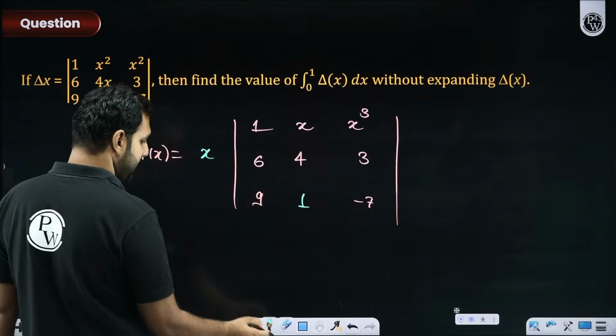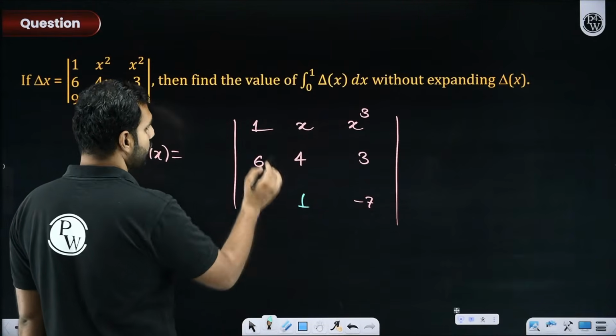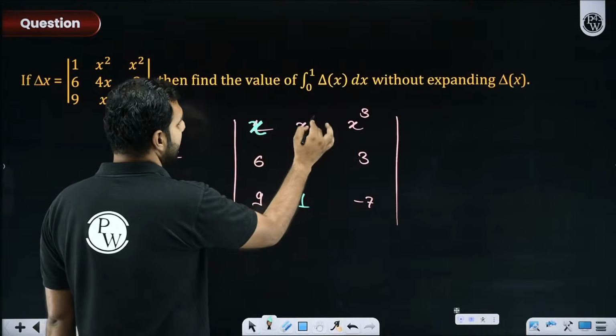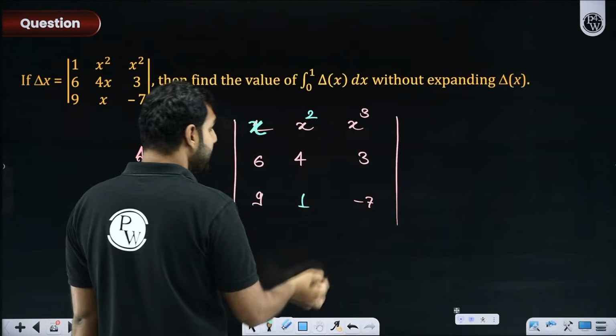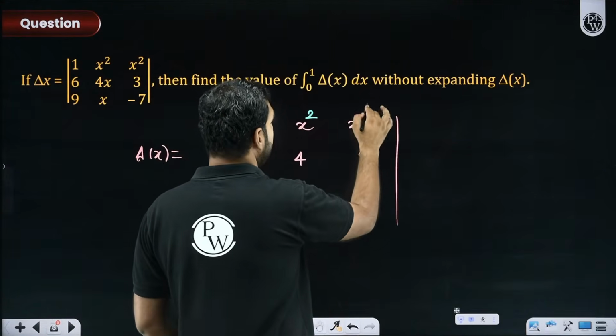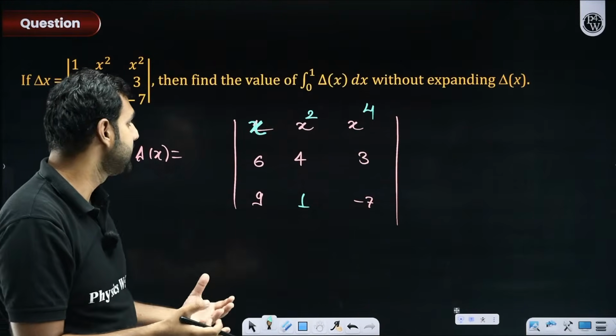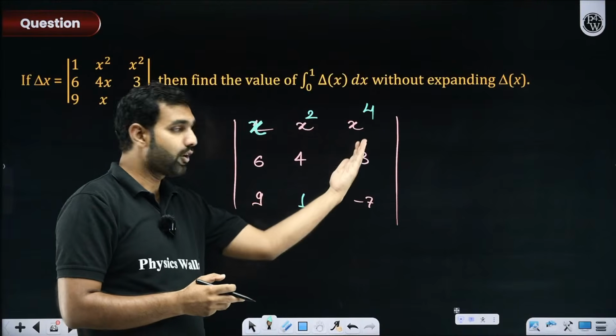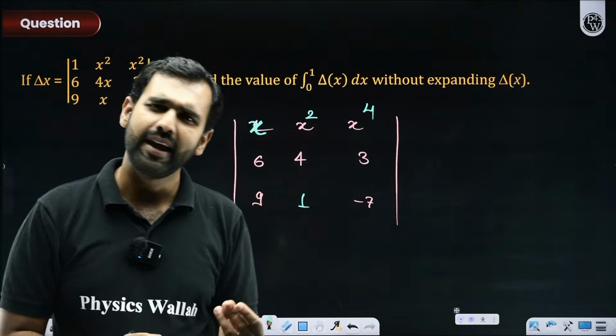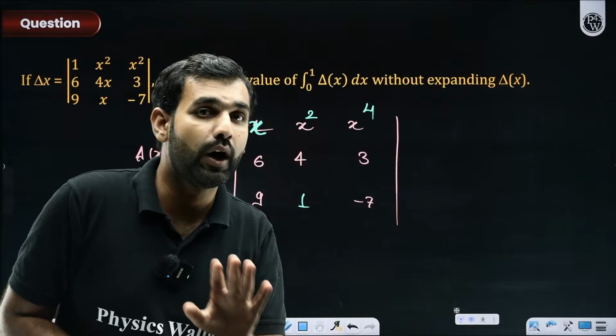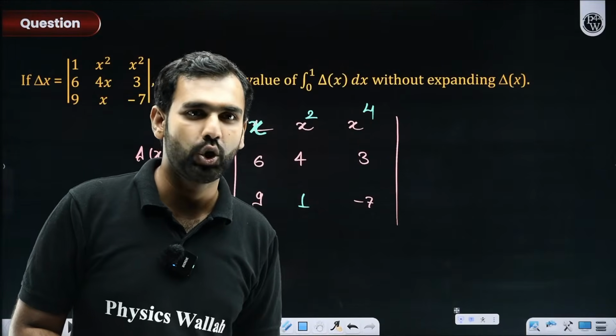I hope you remember that result. So this x, I'll deliberately push to the first row. So 1 into x is x, x square into x is x cube, and x cube into x is x to the power 4. And with that, it still remains that delta x. But the beauty here is that this has now only one row or one column in terms of x. And now I can integrate it without even expanding it. Did you all realize that?